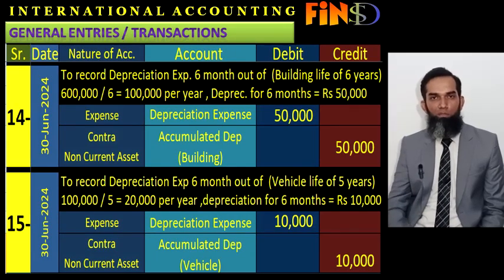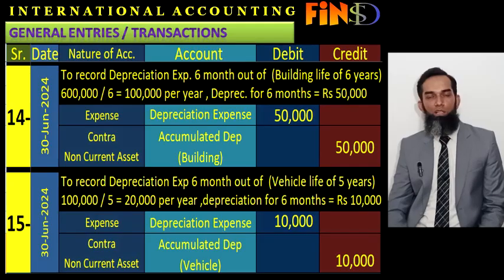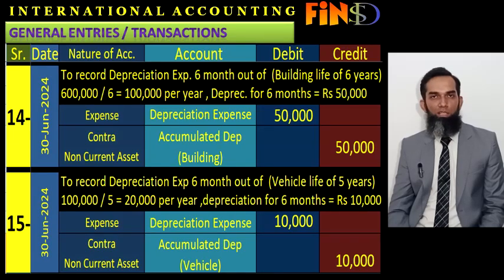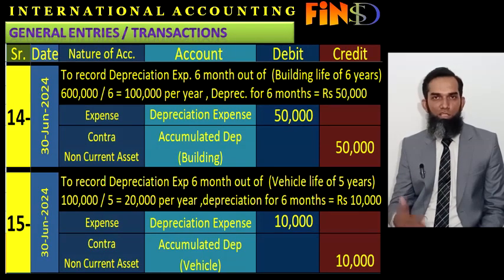I will show you how the accumulated depreciation behaves and how it will be set off against the original asset in the asset account. So now, if we move on to the 15th entry, that is the last entry of our example, to record the depreciation expense for 6 months out of the vehicle life of 5 years. That is the vehicle which the company acquired at the very start, of cost 100,000 rupees, and it would be divided by 5 years. So 20,000 per year depreciation would be applied to reduce the asset cost after each year.